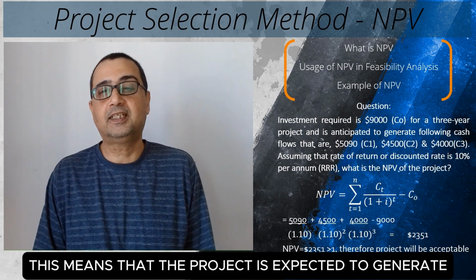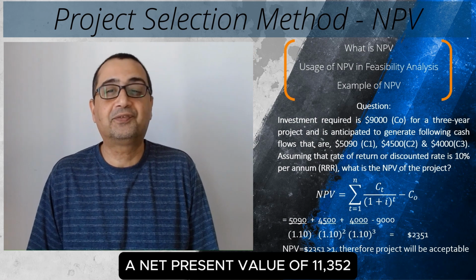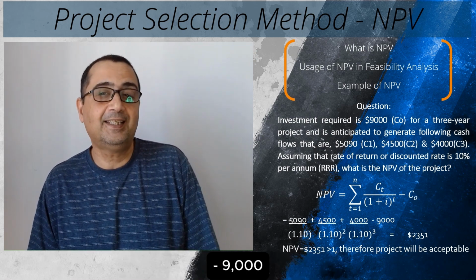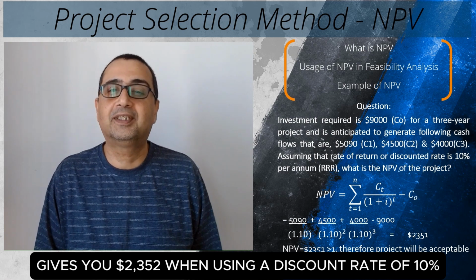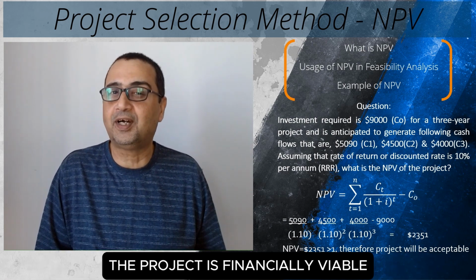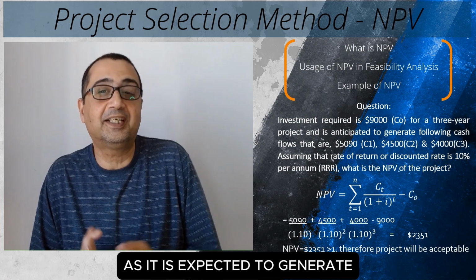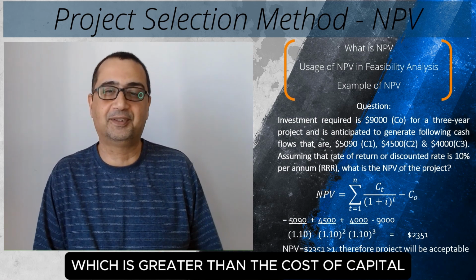This means that the project is expected to generate a net present value of $11,352 minus $9,000, which gives you $2,352 when using a discount rate of 10%. This also indicates that the project is financially viable as it is expected to generate a positive return on investment which is greater than the cost of capital.